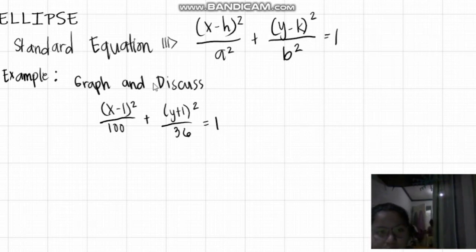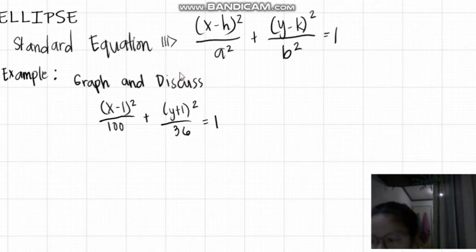Okay, so for example, meron tayo ditong given: graph and discuss x minus 1 squared over 100 plus y plus 1 squared over 36 equals 1. So, looking at the equation, alam nyo na ellipse yan. Kasi nga, standard equation ng ellipse ay ganito. Kapag sinabing graph, of course, sa dulo, i-graph natin given nakuha na natin yung mga points. When we say discuss, di-discuss mo yung mga parts at kung paano mo nakuha yung mga parts ni ellipse, yung mga points, yung mga coordinates.